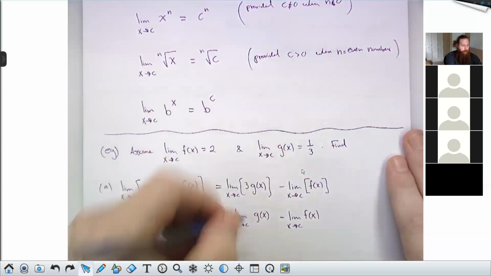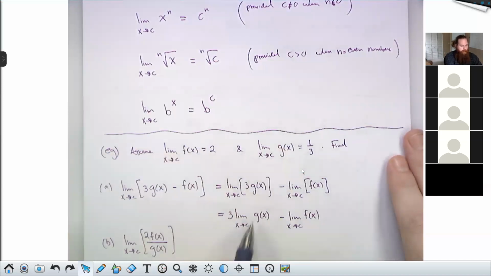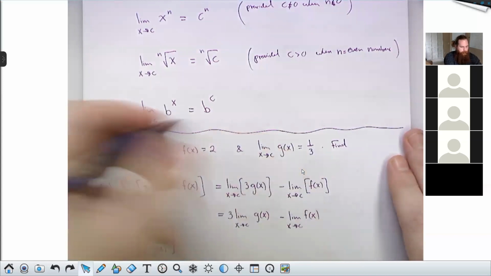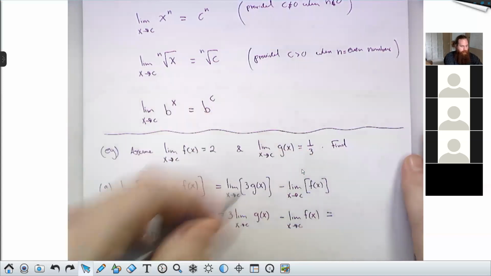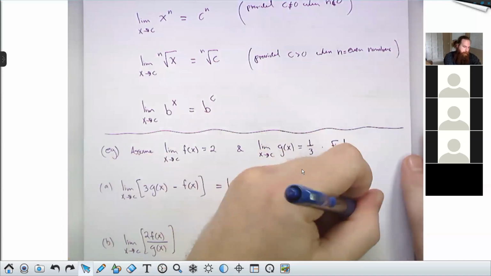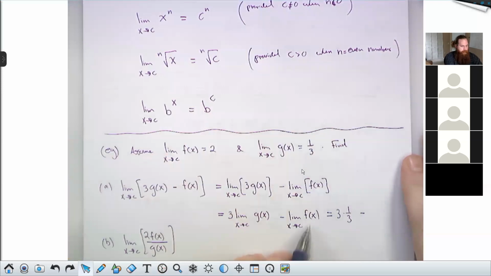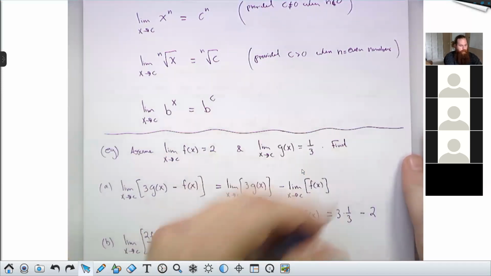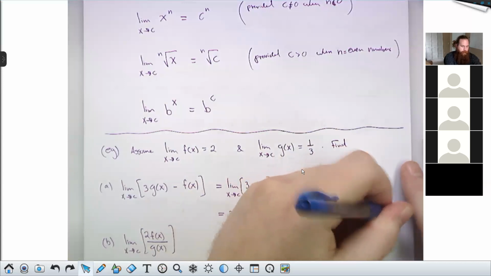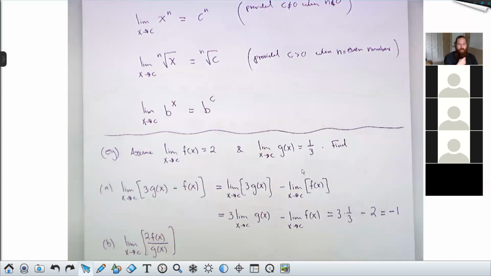And then from here, we do know everything. So the limit as x approaches c of g of x, I was told that that's 1/3. So I'll finish this line over here. This will be 3 times 1/3 minus the limit as x goes to c of f of x. Well, that's 2. And the 3 times 1/3, that's 1. 1 minus 2, that's -1. So this first guy is -1.